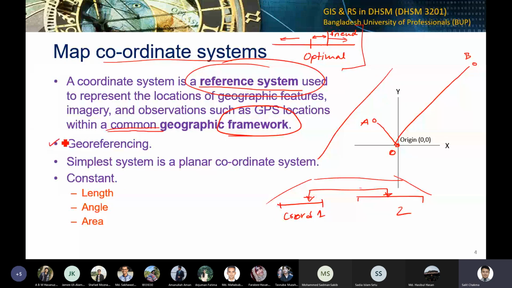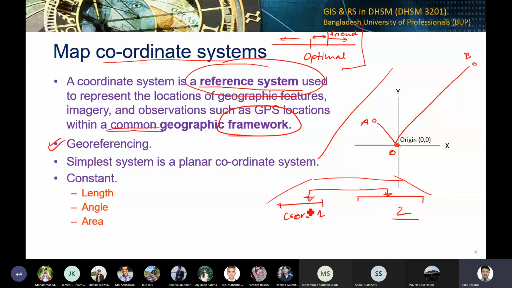So that comes to the idea of georeferencing. We georeference everything. That means whatever we do in mapping, in cartography, in GIS, we add location to it. And to add location, we need to have this origin point. And this origin point could vary from one coordinate system to another. Why? Because in this coordinate system, maybe he's thinking, just like you, that I'm at BUP, so BUP is the origin point. And the person who developed coordinate system 2 is in Jatrabari, and he is thinking that Jatrabari should be the origin point.